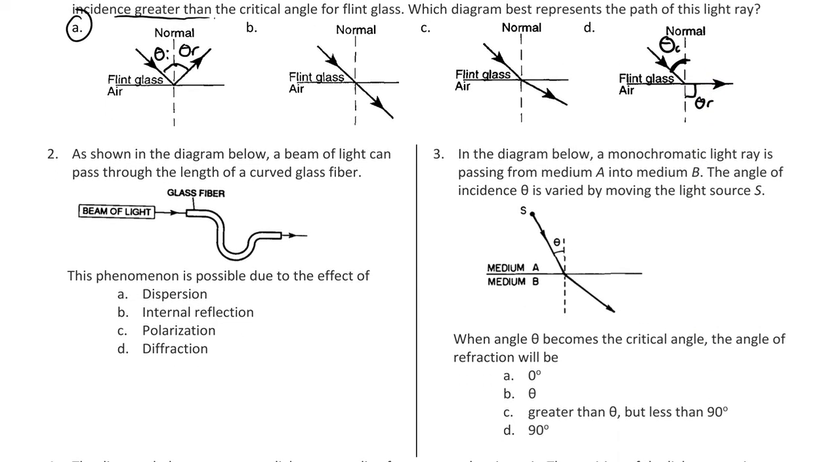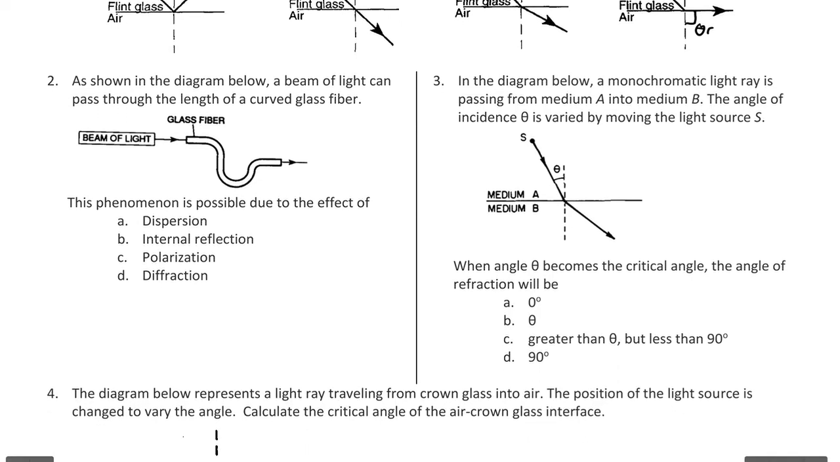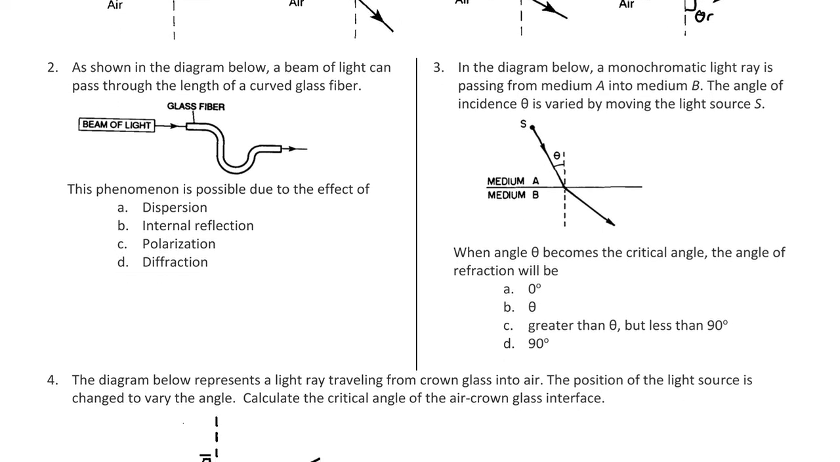Number 2, I kind of mentioned in the PhET simulation as well. It says, as shown in the diagram below, a beam of light can pass through the length of a curved glass fiber. This phenomenon is possible due to the effect of internal reflection. The light's coming in and then reflects, and then the light comes out here. So kind of cool. You could transfer data by turning the beam of light on and off to transfer data at the speed of light.